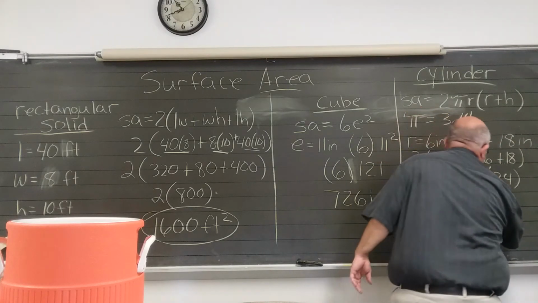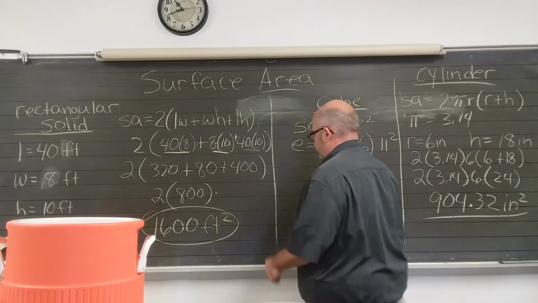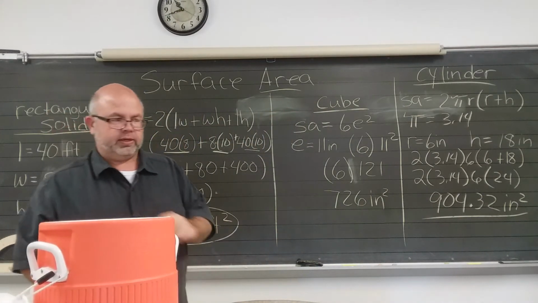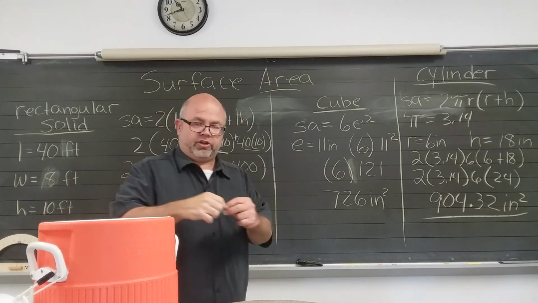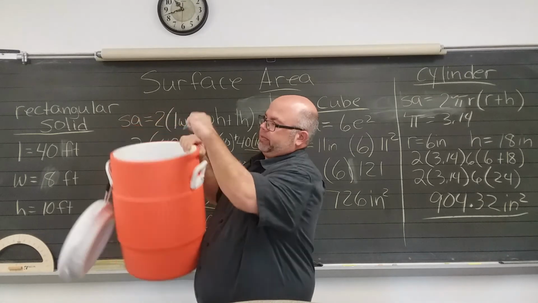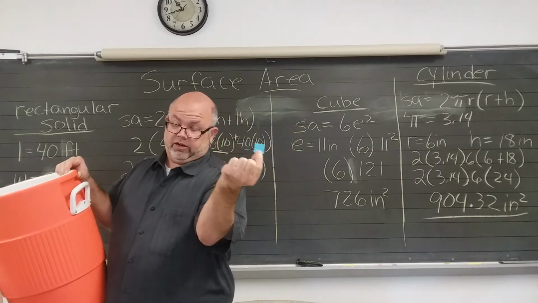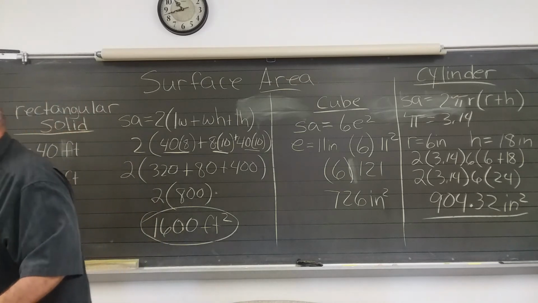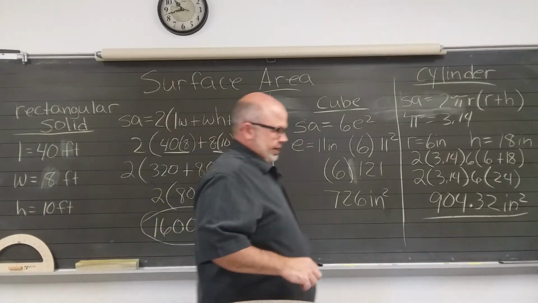Inches squared. Surface area, inches squared. Again, that means it takes 904.32 of these little squares to cover this thing up entirely. Cover the bottom, cover the top, and all the sides. If you line these up perfectly, you would get 900 some on the surface area of this cylinder. All right. Now, what are we going to look at?